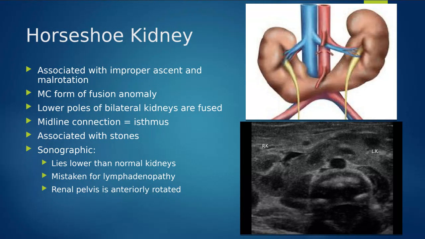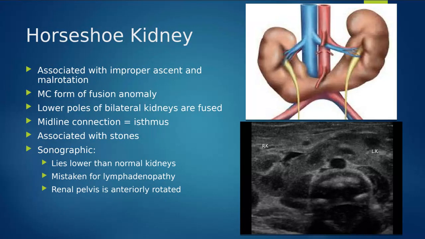Usually the lower poles of the kidneys are going to be fused together, and that's again because during embryology, they move up and they separate as they move up. So if we're moving up a little bit, we're going to separate a little bit, but then our bottom portions of those kidneys are still going to be in contact with each other because that ascent and separation has not happened properly. So the midline connection between the two kidneys is known as the isthmus, just like the thyroid.